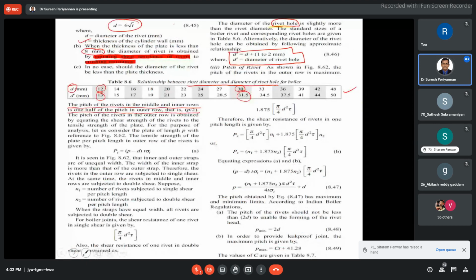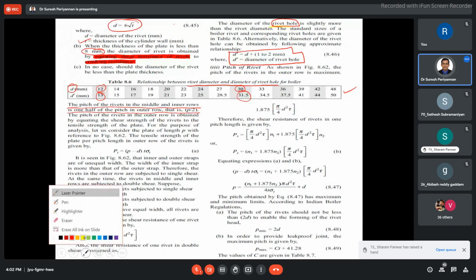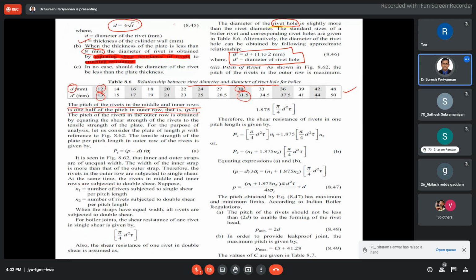The pitch of the rivets in the middle and inner rows is one half of the pitch in the outer row, that is p by 2, as we discussed just now. The pitch of the rivets in the outer row is obtained by equating the shear strength of the rivet to the tensile strength. Very important. We will discuss this later in the derivation.